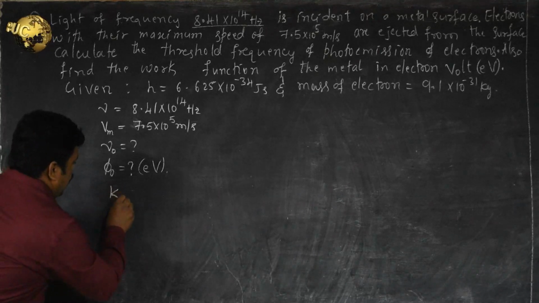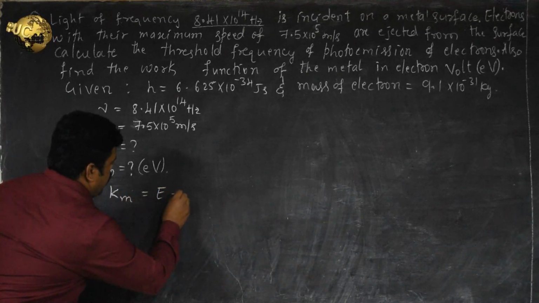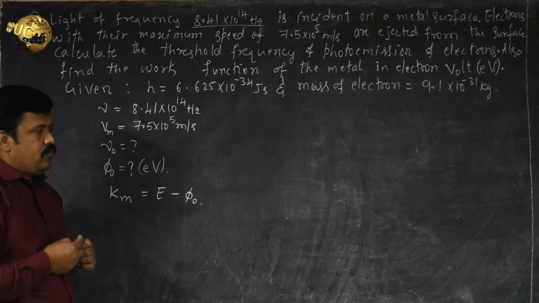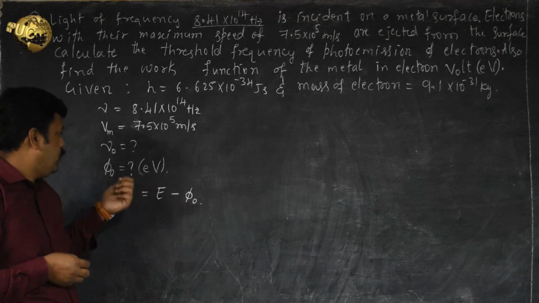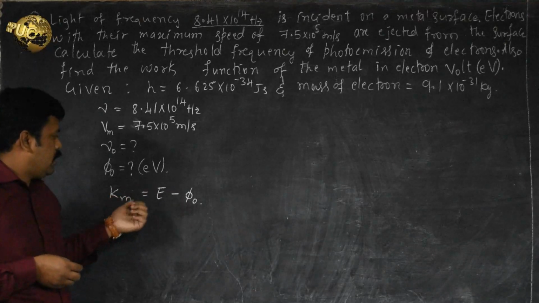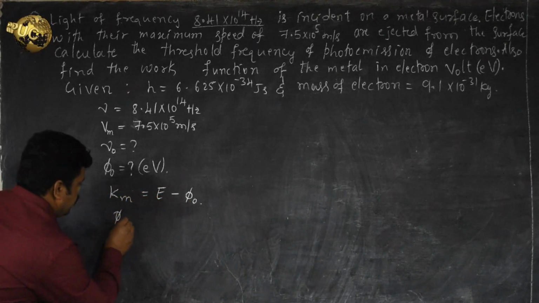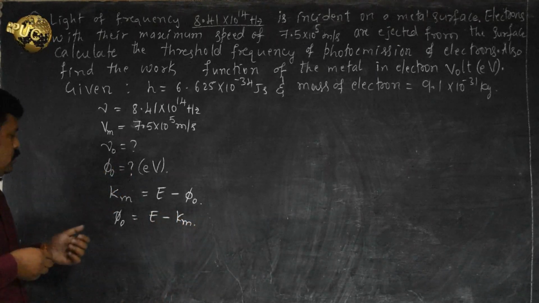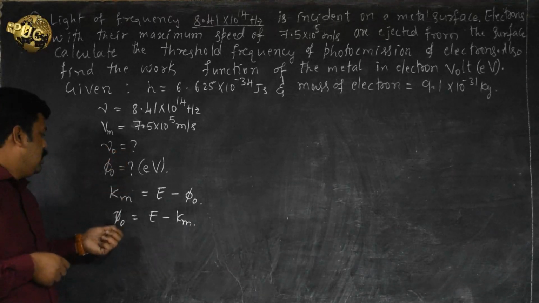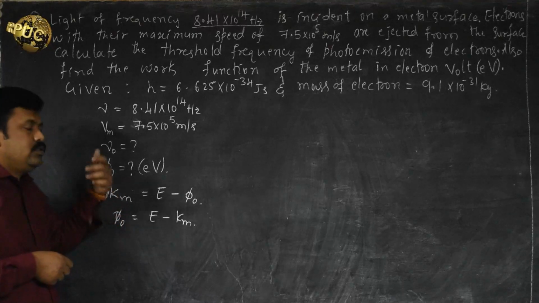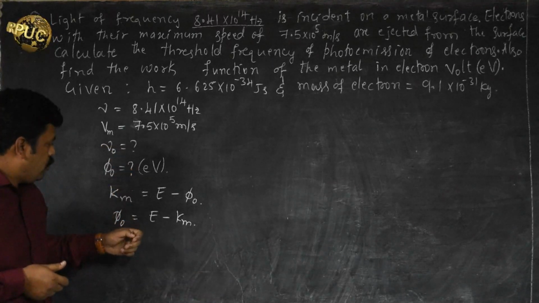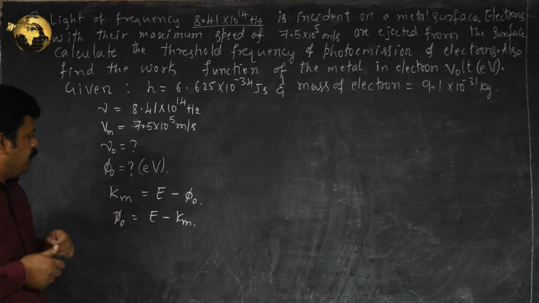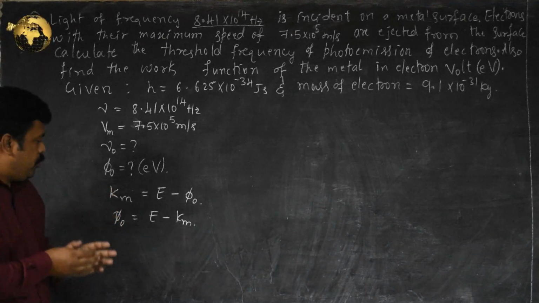So we have K max is equal to E minus phi naught. Phi naught we need to find still. So let's take this on this side, K max on that side. So phi naught is equal to E minus K max. Either we find mu naught, then phi naught, or phi naught, then mu naught. No problem. So let's find out phi naught, the work function. Then we can find out the frequency. Here we go bit by bit.